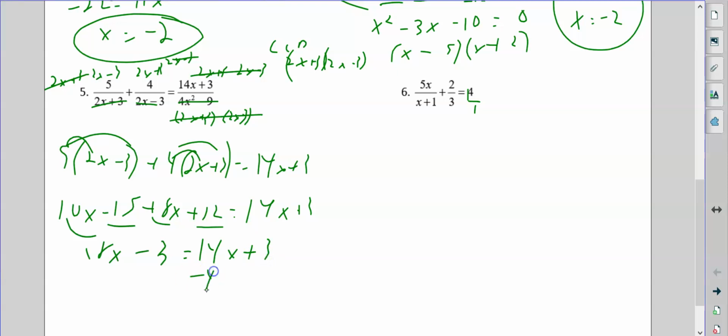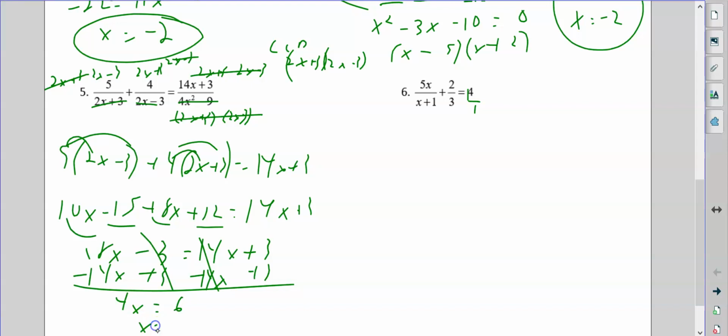I like to keep my x's positive, so I'm going to subtract 14x. I'm going to add 3. That gives me 4x equals 6. X equals 3 over 2. But if I plug that 3 over 2 in right here, I'm going to get 0. So x can't be that. It's extraneous. No solution.